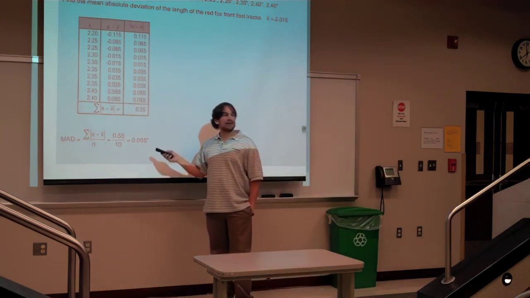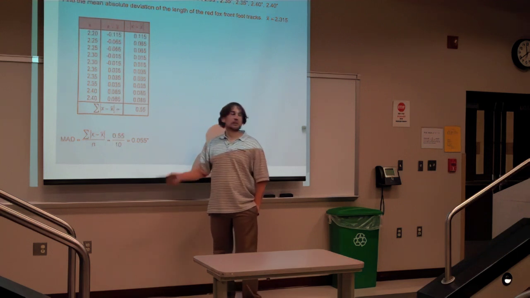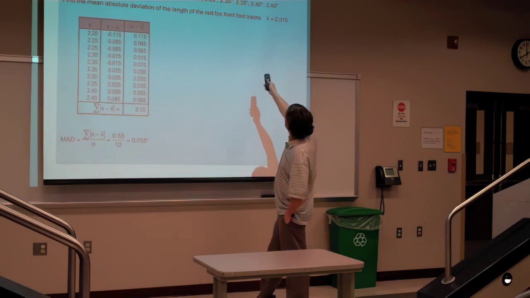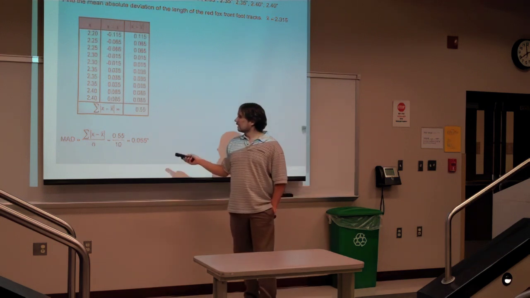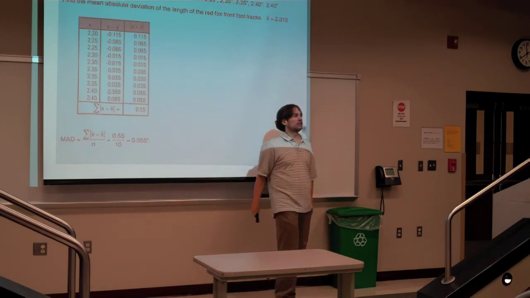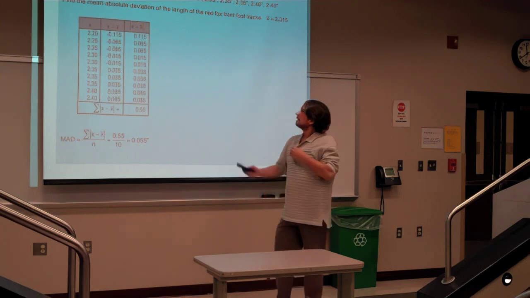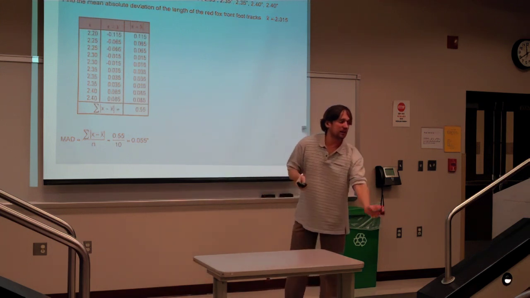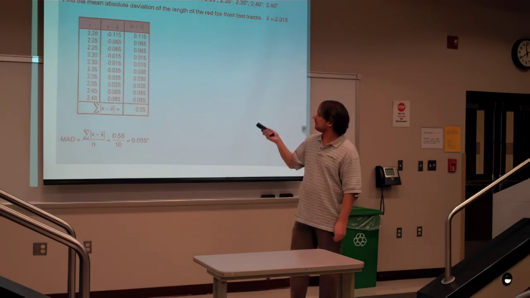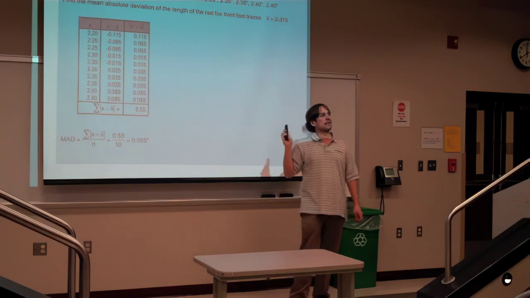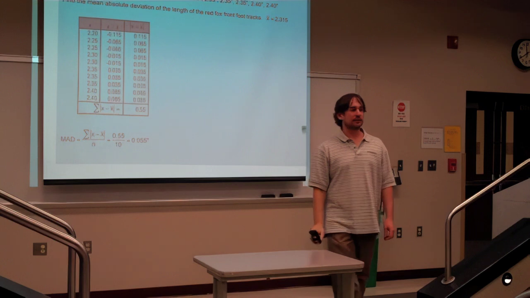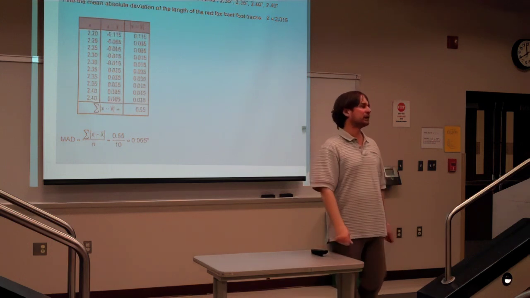So 0.55 divided by n. What's n? How many numbers do we have? 1, 2, 3, 4, 5, 6, 7, 8, 9, 10. We have 10 numbers, so it's 0.55 divided by 10. And my answer is 0.055 inches. On average, if I find a track of a red fox front foot on the ground, on average, its length is going to be 0.055 inches away from the average fox size, the average size of a fox's foot.